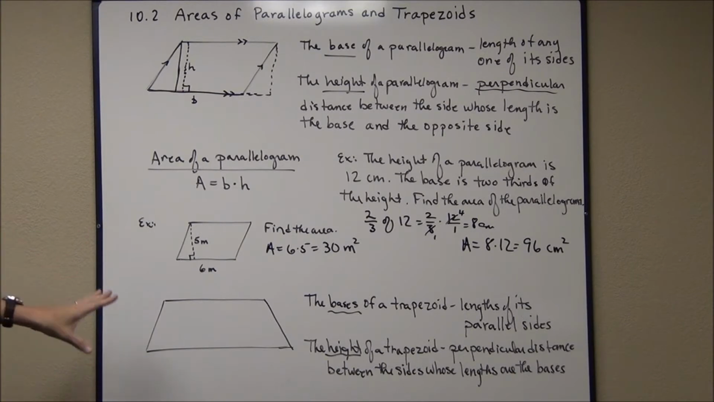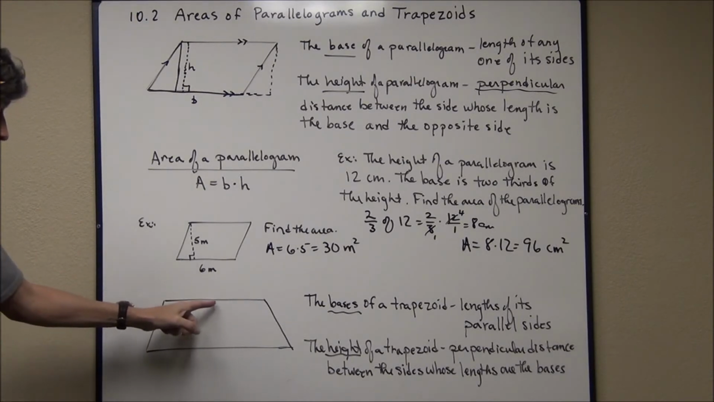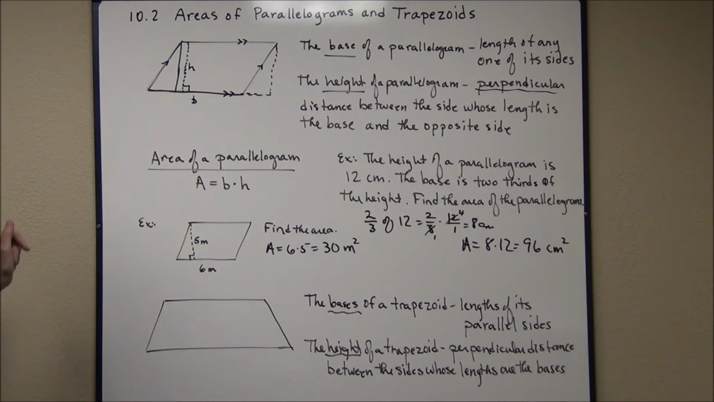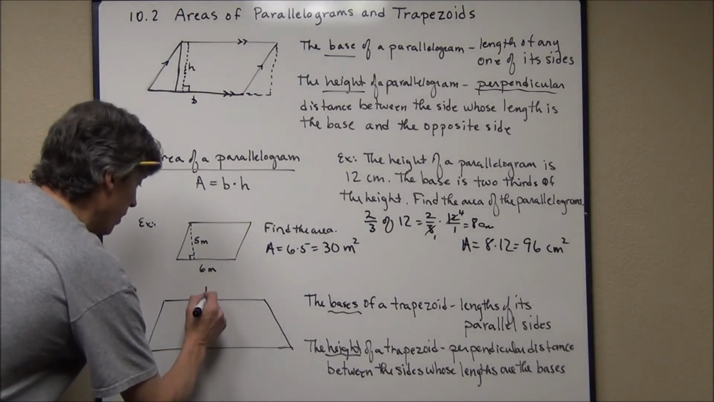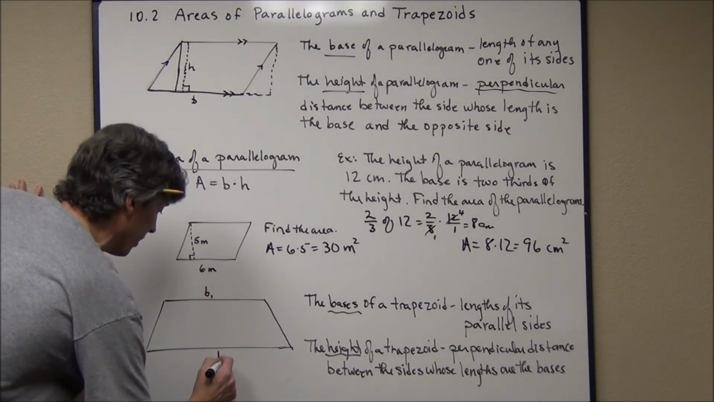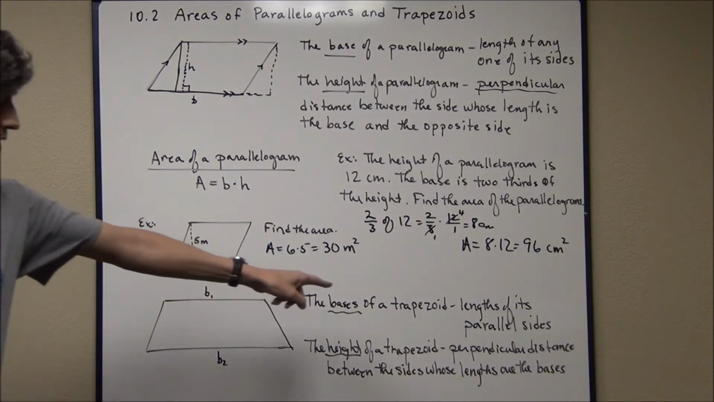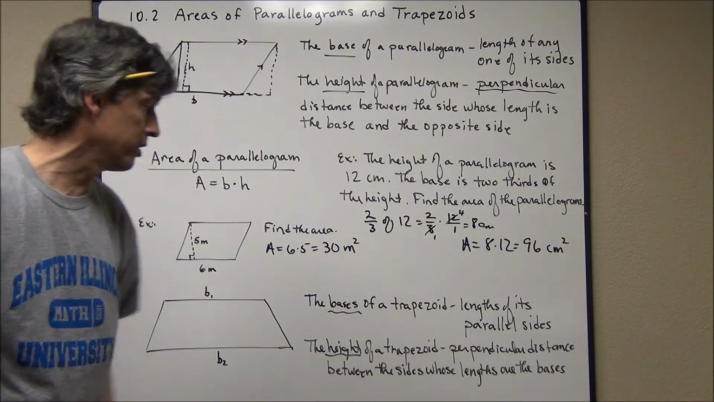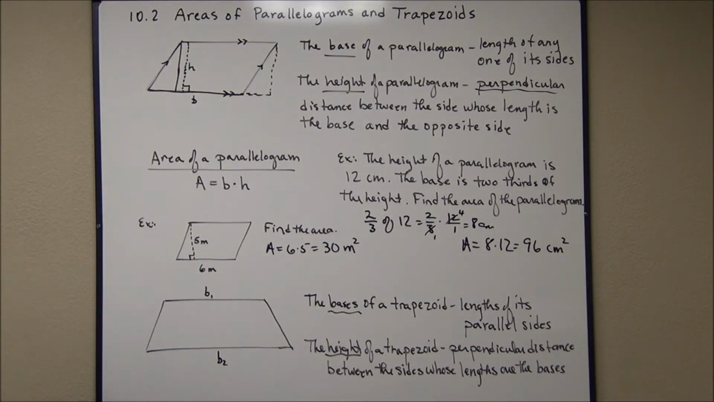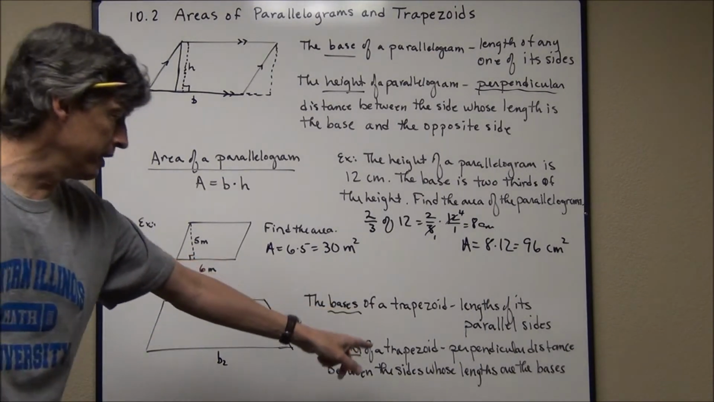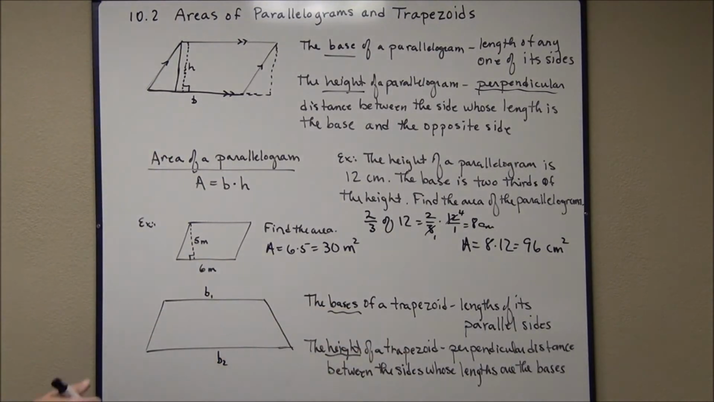Now, a little different with trapezoids. Now, with trapezoids, remember, those are quadrilaterals that have exactly one pair of parallel sides. Well, that pair of parallel sides, here and here, those are called the bases. I'm going to call this base 1 here. I'm going to call this base 2 here. Those are the bases. The bases of a trapezoid are the lengths of the parallel sides. The height of a trapezoid is the perpendicular distance between the sides whose lengths are the bases.